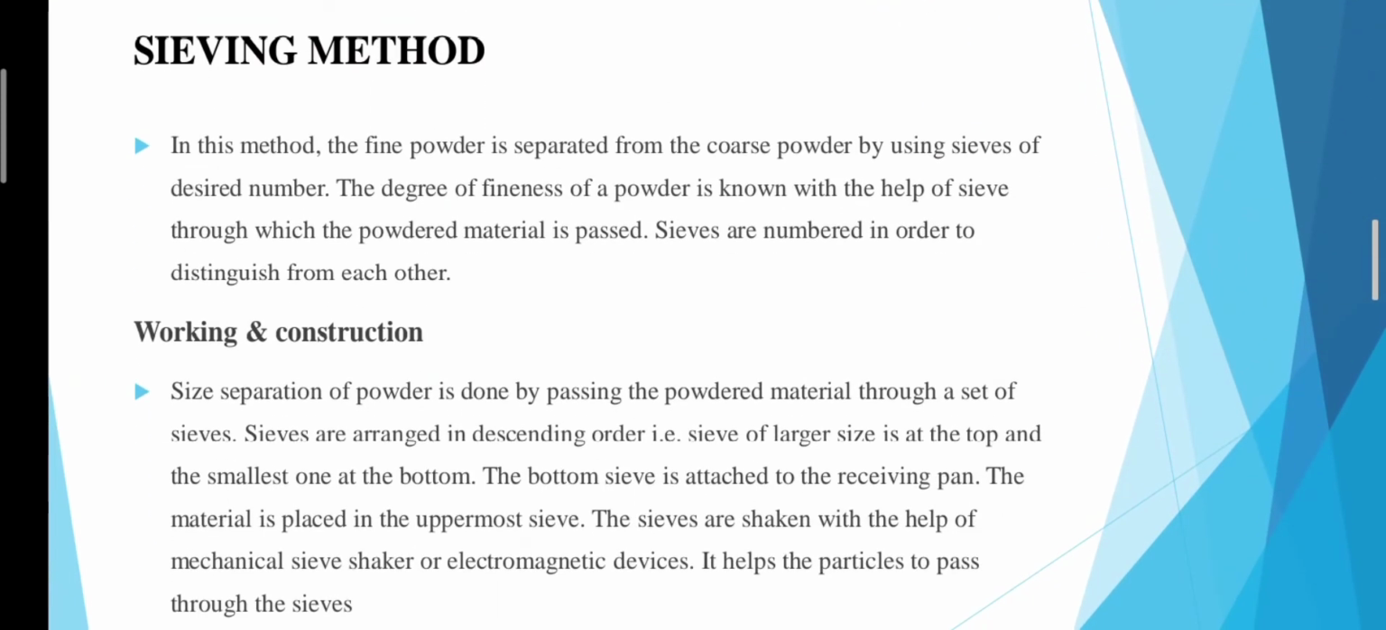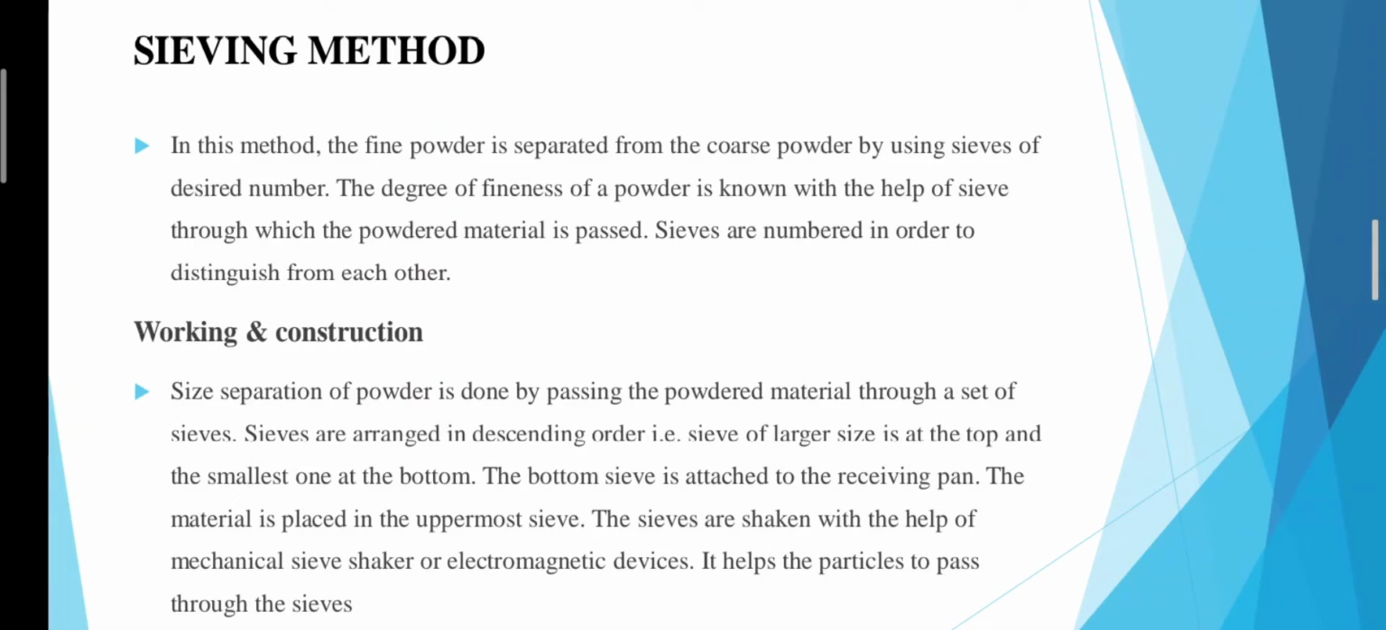Let's see the first, sieving method. These are very important questions asked in general exams. Or write a short note on the sieving method. In this method, the fine powder is separated from the coarse powder by using a sieve of desired number. The degree of fineness of a powder is known with the help of a sieve through which the powder material is passed. Sieves are numbered in order to distinguish them from each other.